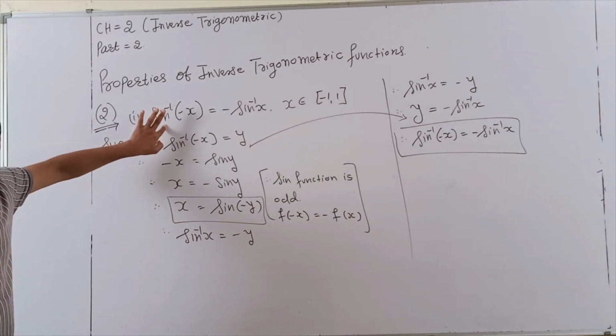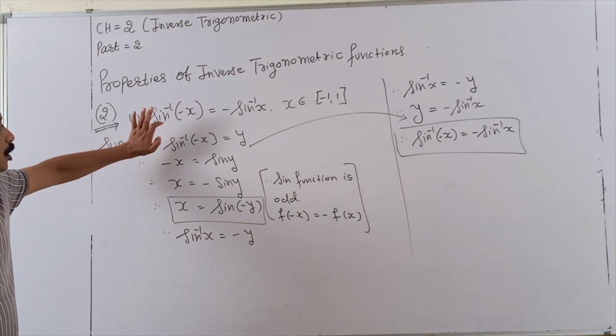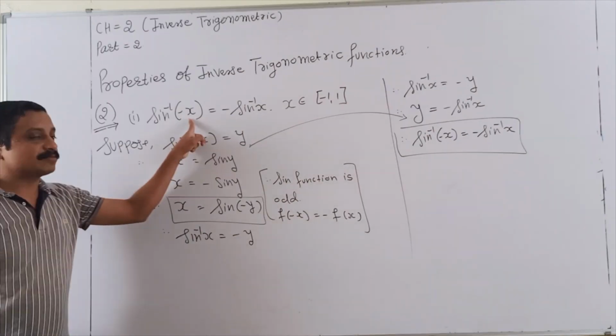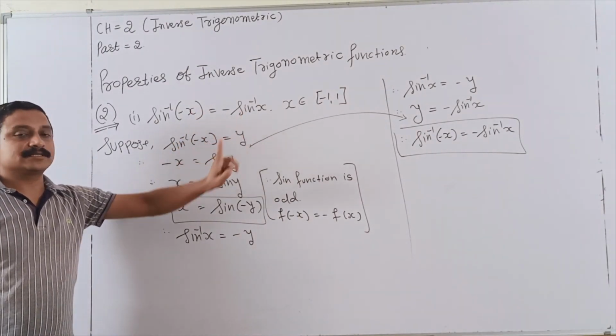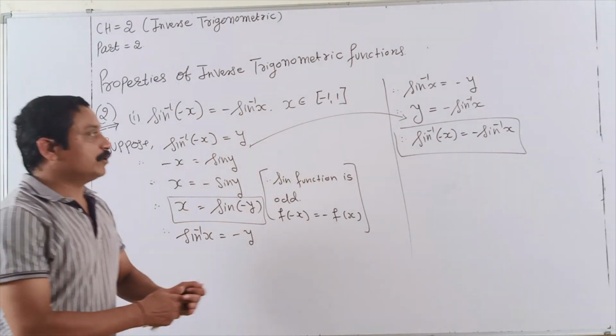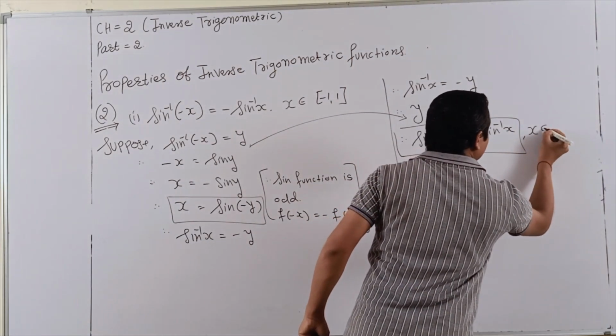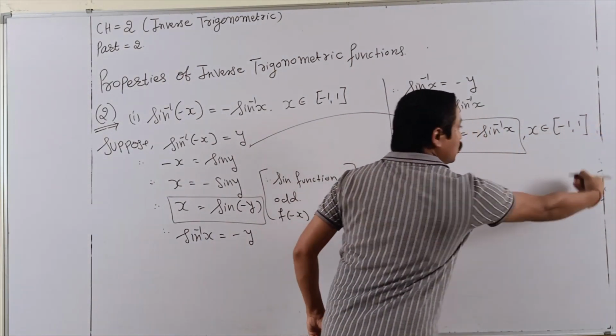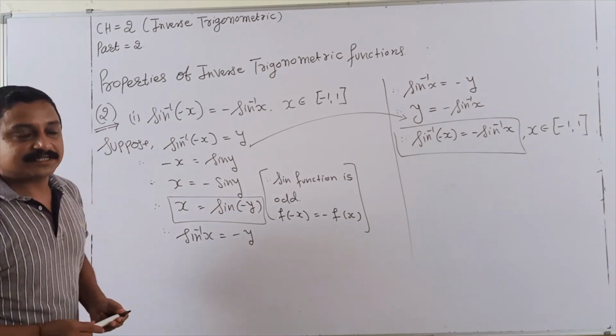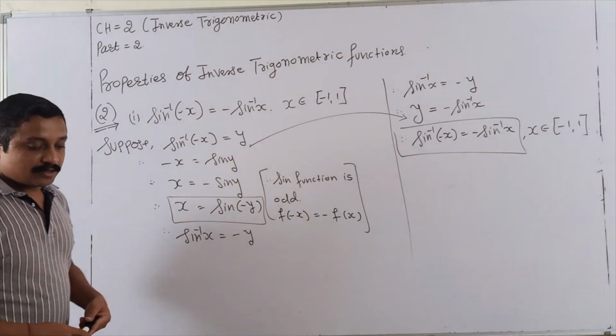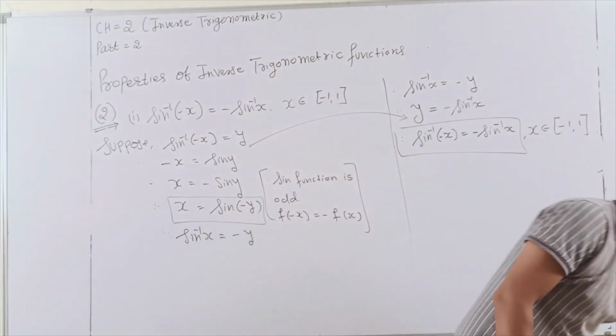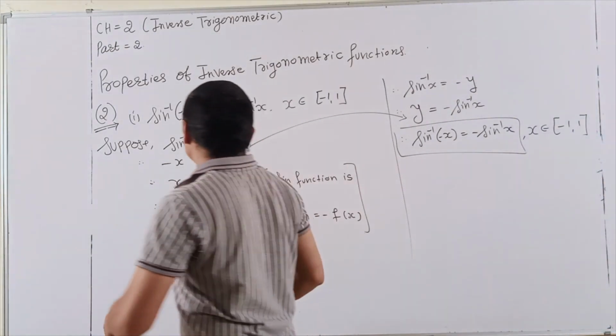So you remember for numericals, theorem number 2: sin inverse of minus x is equal to minus sin inverse x, particularly in the range of minus 1 to 1. Yes students, it's very easy. Now I go to theorem 2, second property.